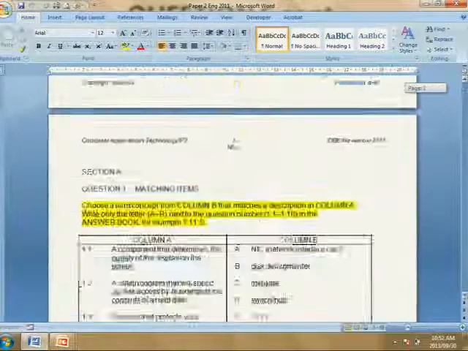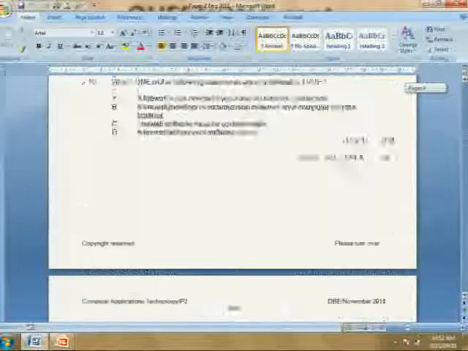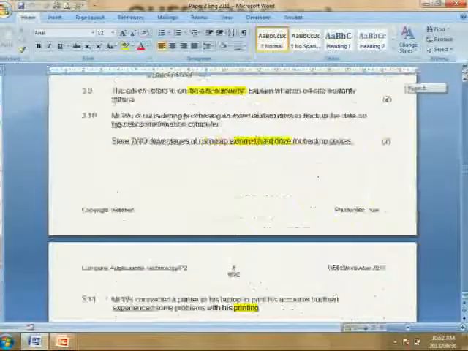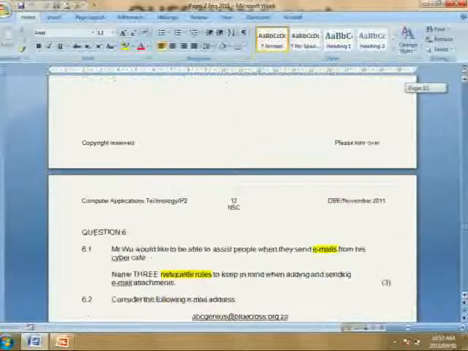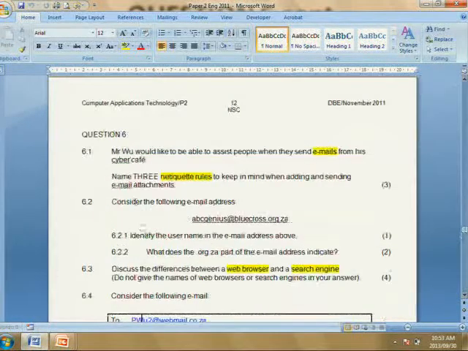Right. Now when you go to our questions down there, slowly, question 6. As you can see, email is there for question 6. Name 3 netiquette of emailing, the rules of how to use the email. And then now web browser and the search engine.